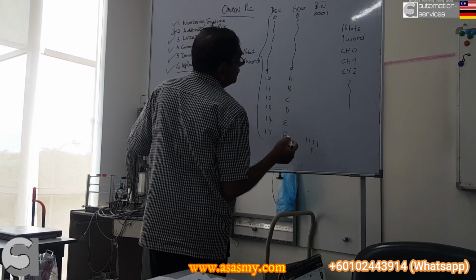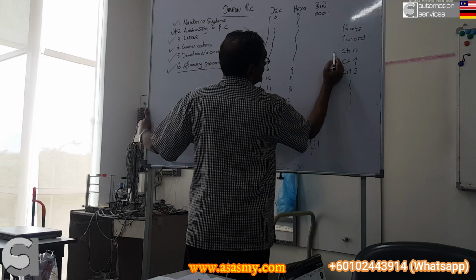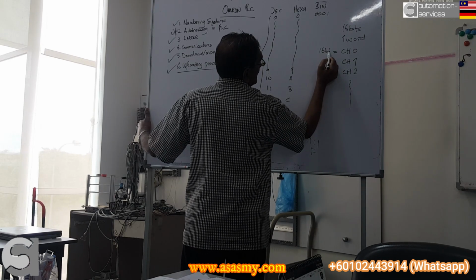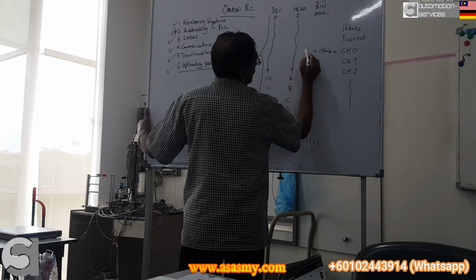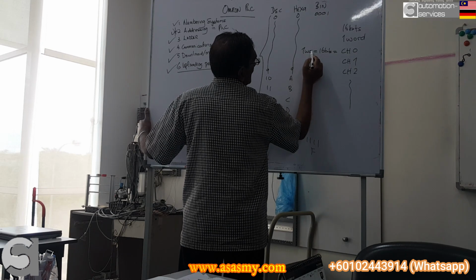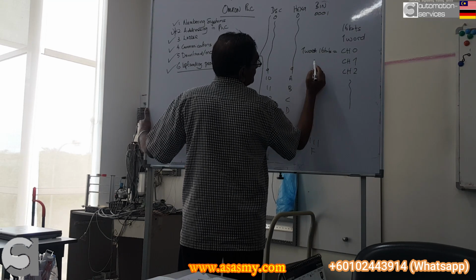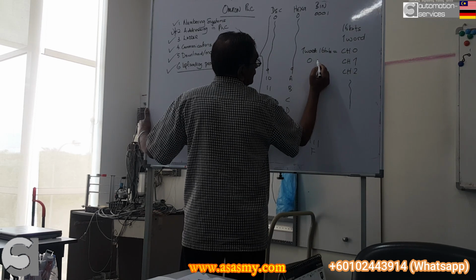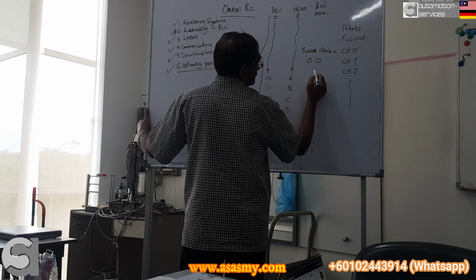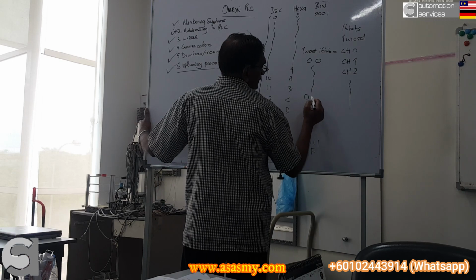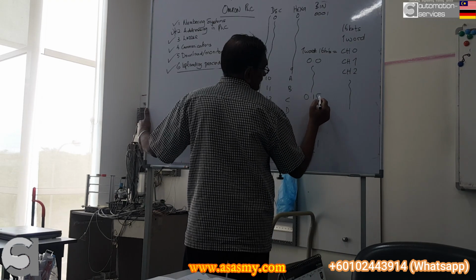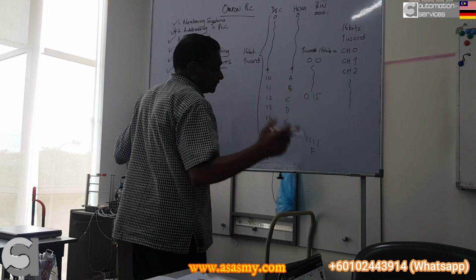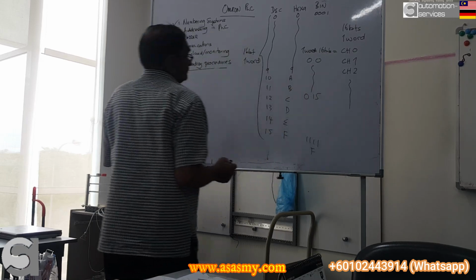So, channel 0, we have 16 bits, and that is one word. The first bit of channel 0 will be 0, and the last bit of the channel will be 0.15. That is bit 15. Bit 0 until bit 15. That is 16 bits.